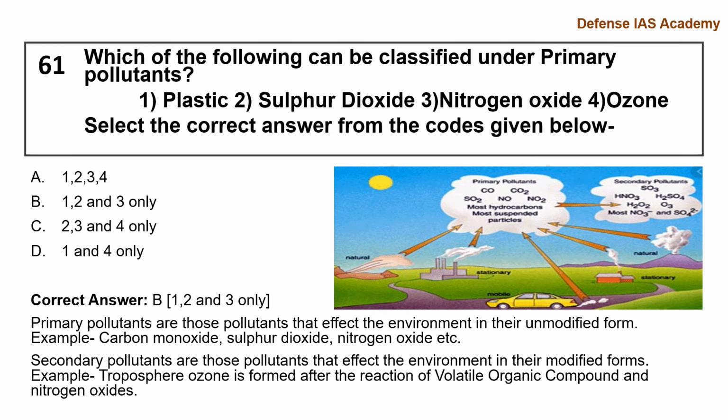Primary pollutants are those pollutants that affect the environment in their unmodified form. Example, carbon monoxide, sulfur dioxide, nitrogen oxide, etc. Secondary pollutants are those that affect the environment in their modified form. Example, the troposphere ozone is formed after the reaction of volatile organic compounds and the nitrogen oxides.